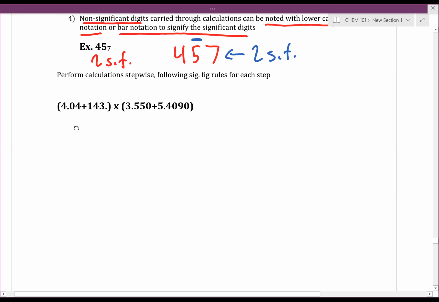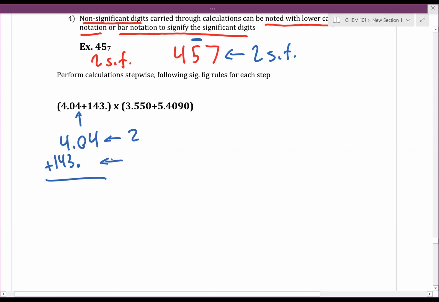So let's start with this addition operation. So we have 4.04 plus 143. Okay, perfect. So since we're adding numbers together, what do we care about? I hear decimal places. Yes, that's correct. So this top number has how many decimal places? 2. This bottom number has how many decimal places?